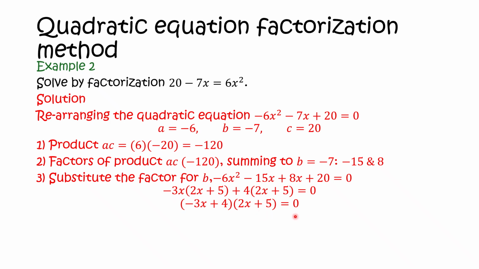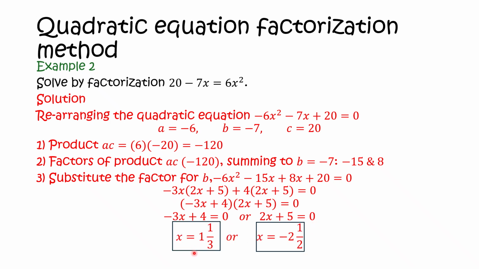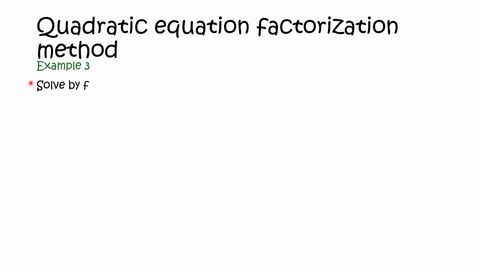With that, we separate the two factors so that we have minus 3x plus 4 is equal to 0, or 2x plus 5 is equal to 0. Solving for x, we get x is equal to 1 and a third, or x is equal to minus 2 and a half. Let's look at example 3.